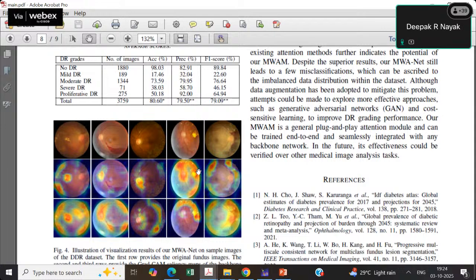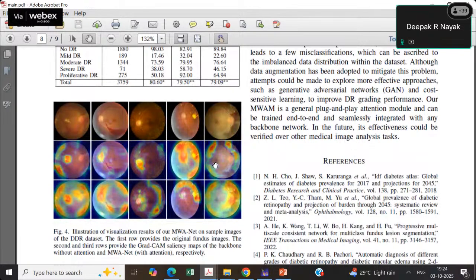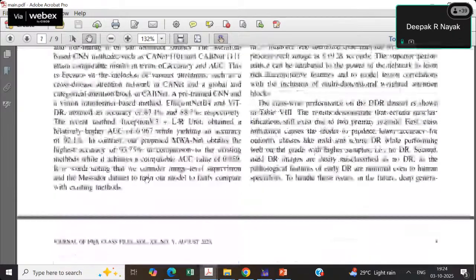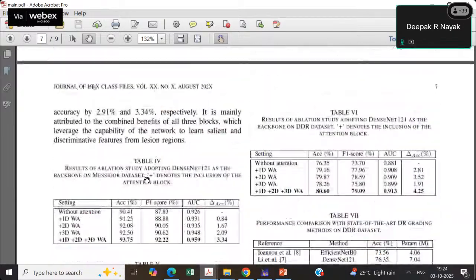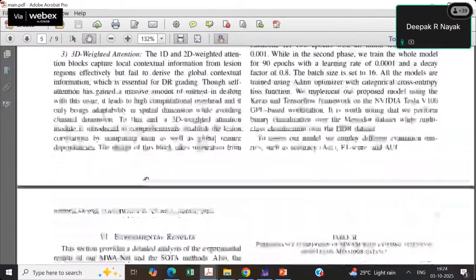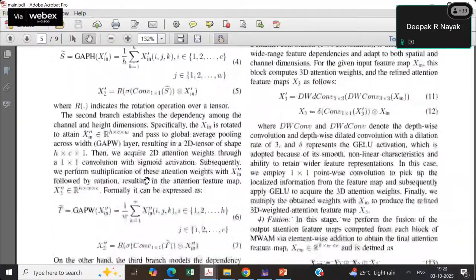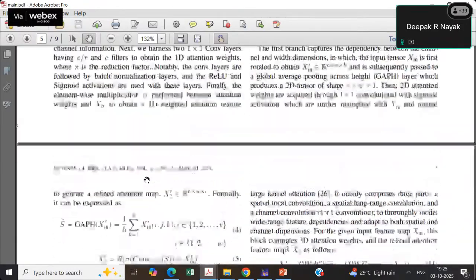A couple of other results you will also find, and here are some of the visualization results. You can see how our model was able to identify the important regions like hemorrhages, but the baseline models could not identify the salient regions present in these images. So that was the main motivation: how to capture the dependencies locally as well as globally with the help of different types of attention mechanisms.